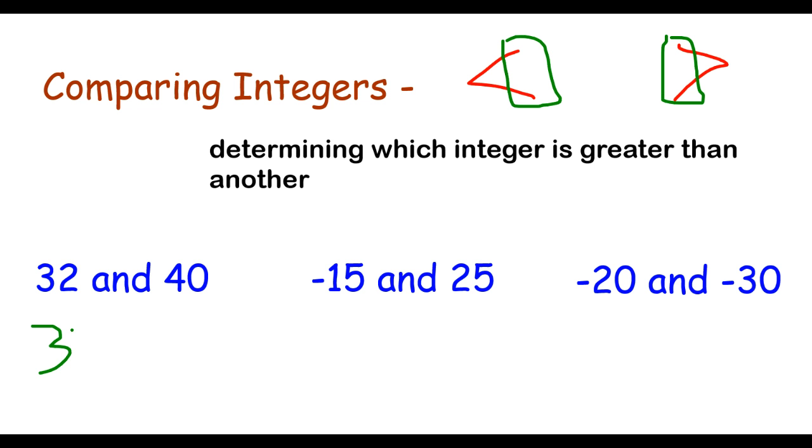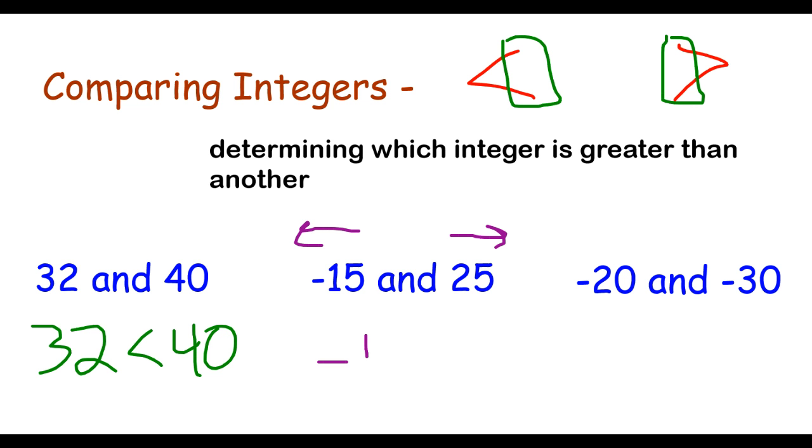So we're familiar with the idea that 32 is less than 40 because we've been using that for years now. Well, -15 is to the left of 0 on the number line. 25 is to the right of 0 on the number line. So -15, just by virtue of the fact that it's negative, is less than 25.